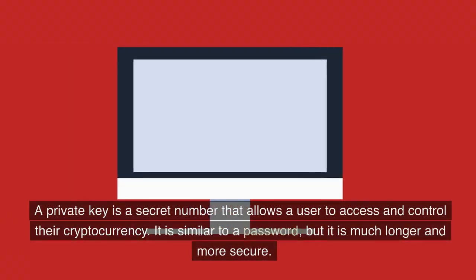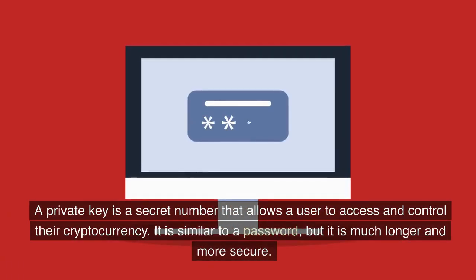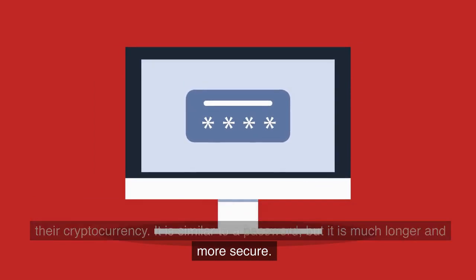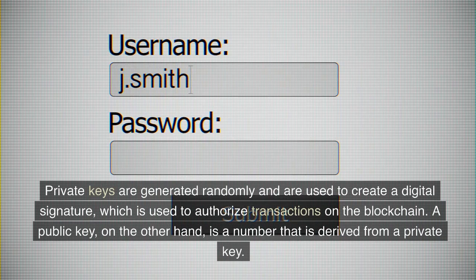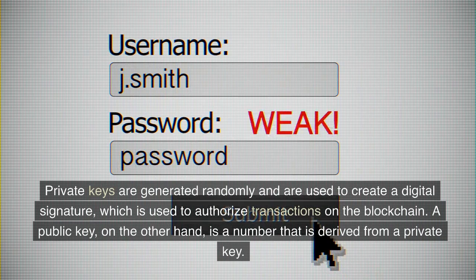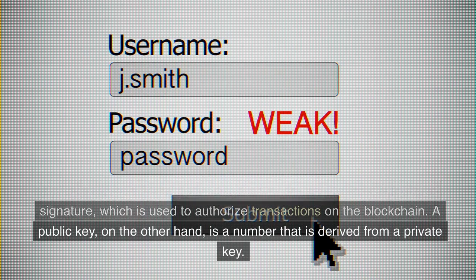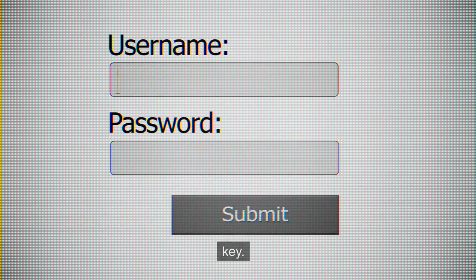A private key is a secret number that allows a user to access and control their cryptocurrency. It is similar to a password, but it is much longer and more secure. Private keys are generated randomly and are used to create a digital signature, which is used to authorize transactions on the blockchain. A public key, on the other hand, is a number that is derived from a private key.